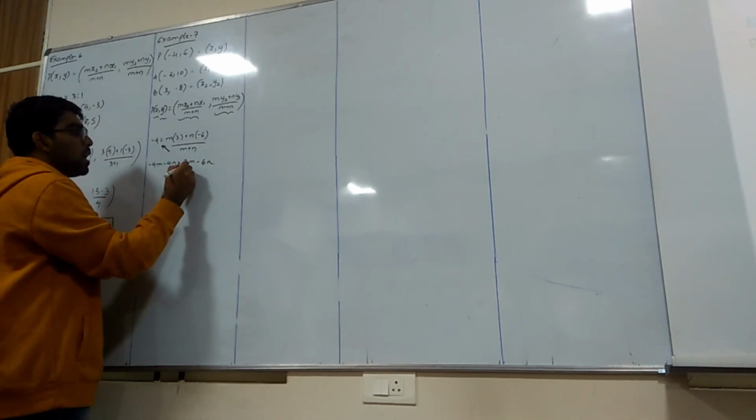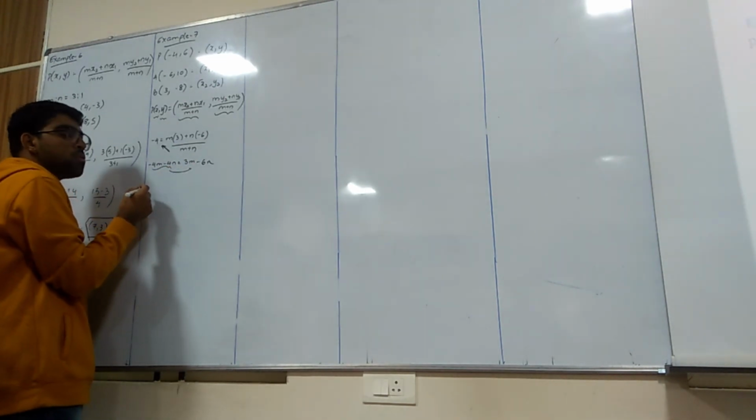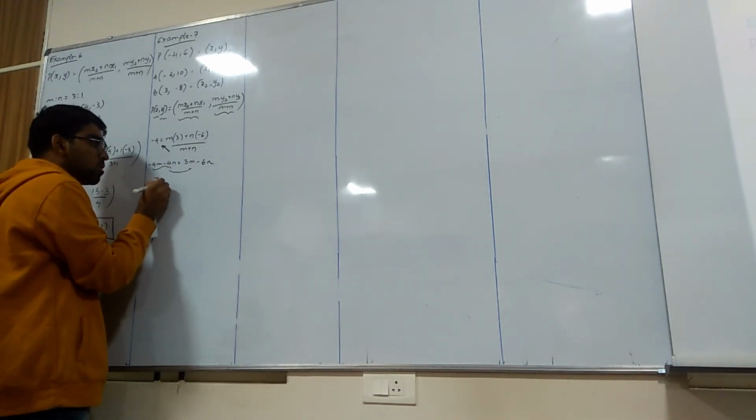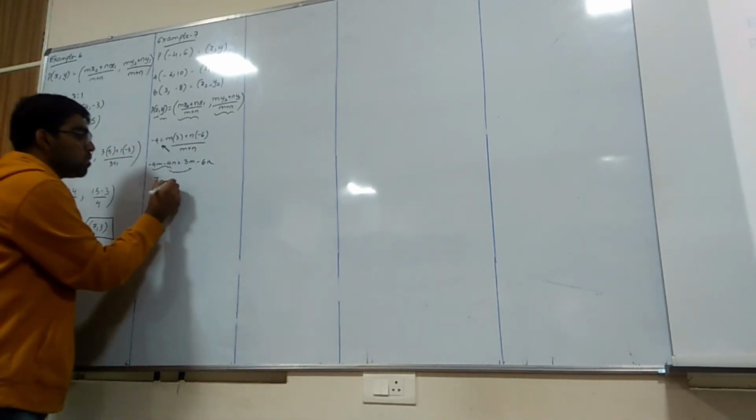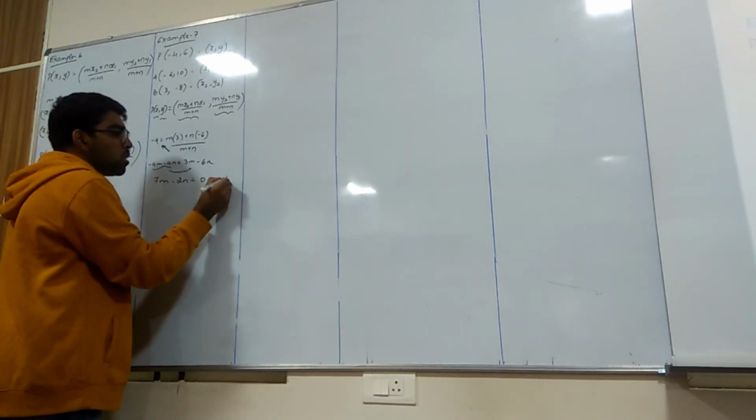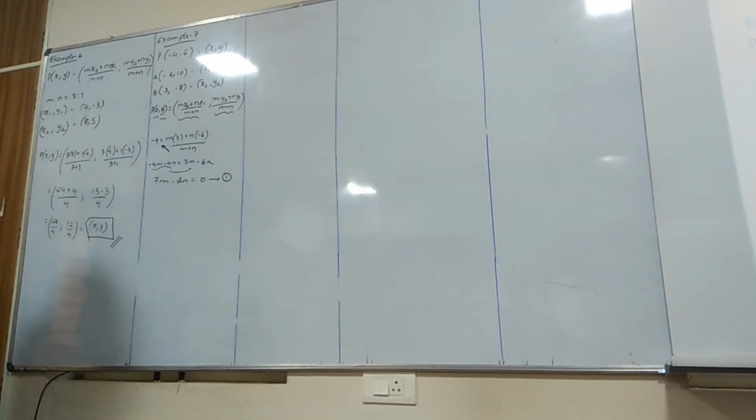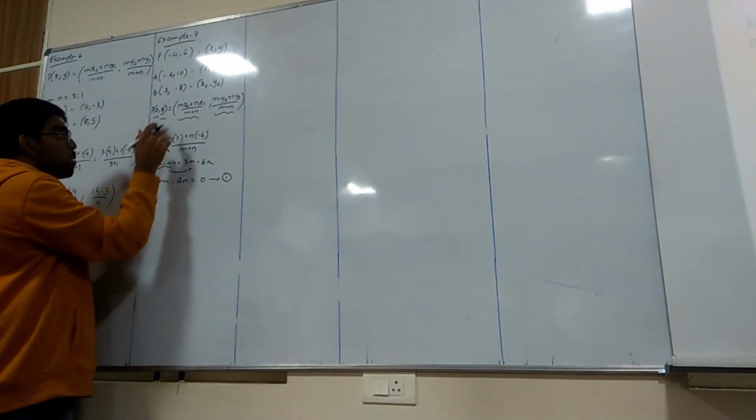I take the entire terms this side. So 3m plus 4m, 7m, minus 6n plus 4n, minus 2n equals 0. This is equation 1. Then I'll substitute only the y part now.